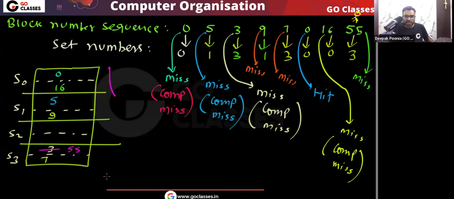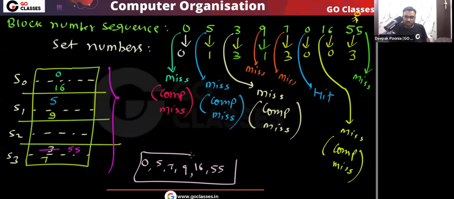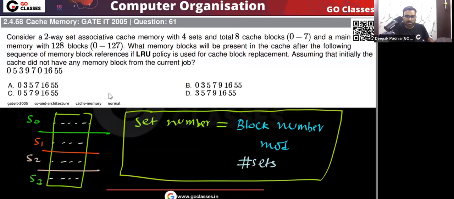Okay, that's it. So at the end, you can see in the cache memory we have the block numbers 0, 5, 7, 9, 16, 55. So these block numbers we have in the cache memory at the end. So the answer will be option C. Okay, very simple question. I hope you understood.